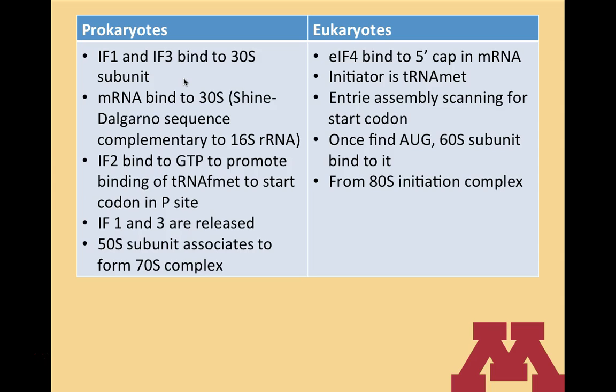And the mRNA contains a specific sequence called the Shine-Dalgarno sequence, which is complementary to the 16S rRNA of the ribosome. And then initiation factor 2 binds to GTP to promote the binding of tRNA formylmethionine to the start codon in the P site. So the initiator for prokaryotes is tRNA formylmethionine, which is a key point to remember.